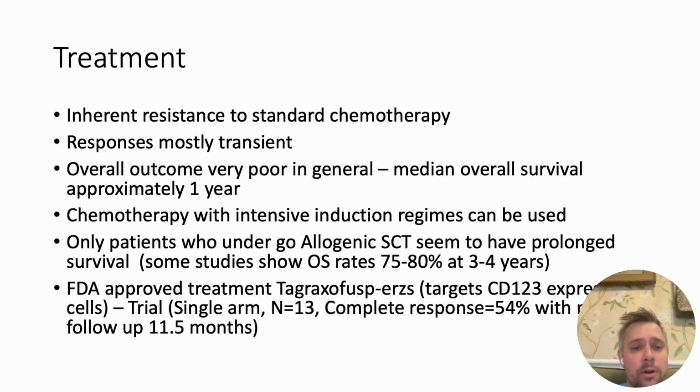So only patients who undergo allogeneic stem cell transplant seem to have a prolonged survival. In some cases, they have overall survival rates of about 75 to 80% at 3 to 4 years. But unfortunately, most patients with this diagnosis are not able to tolerate this.